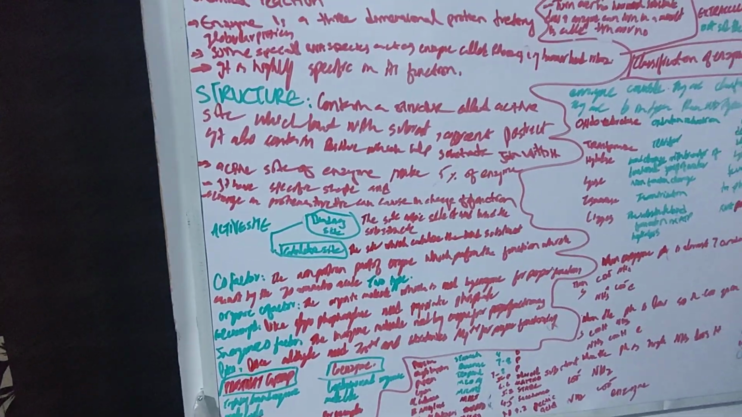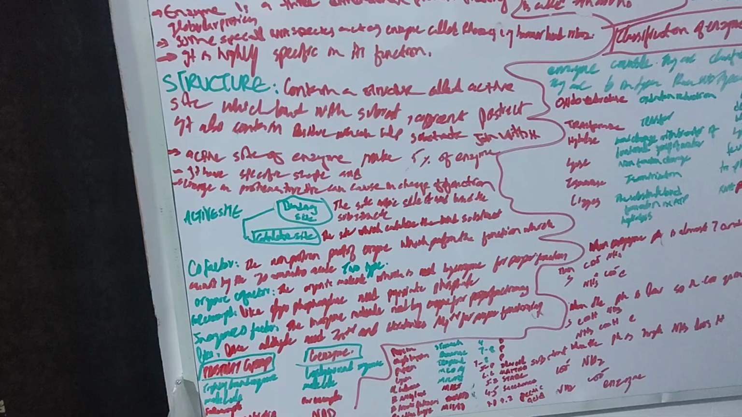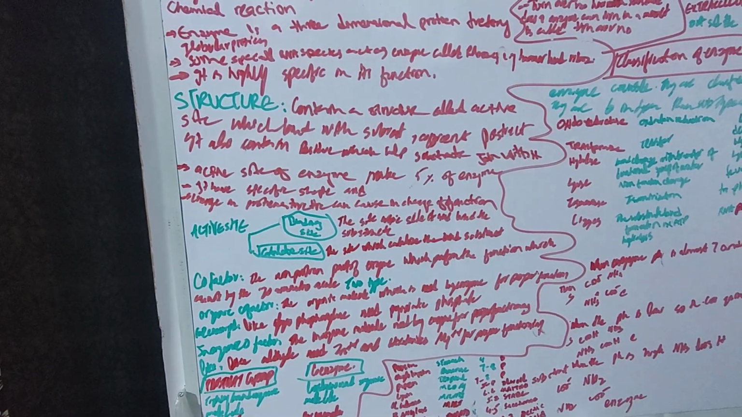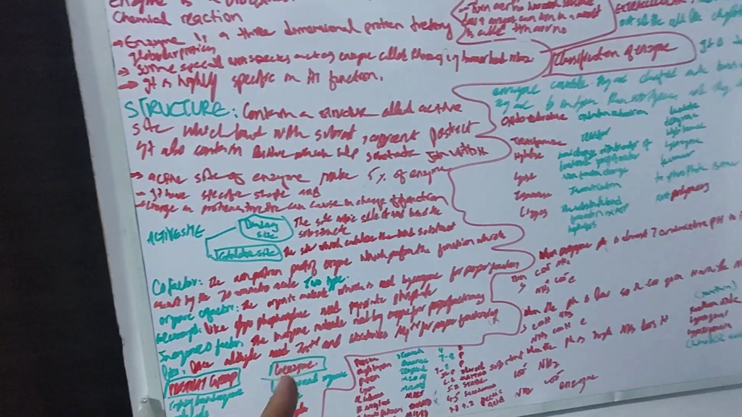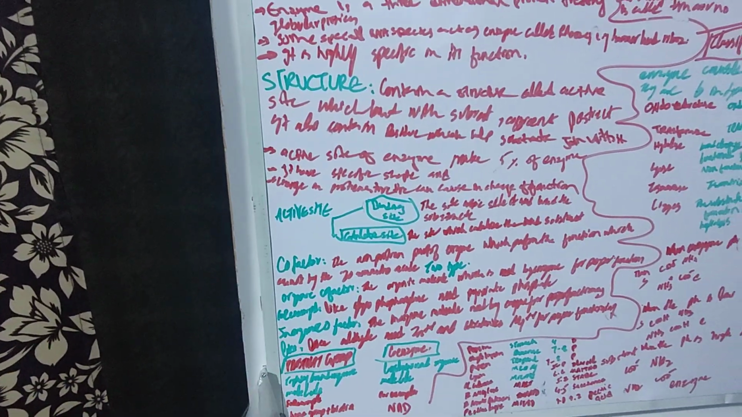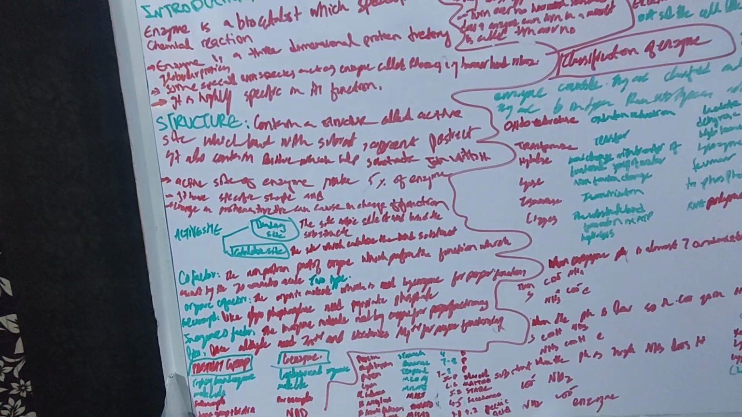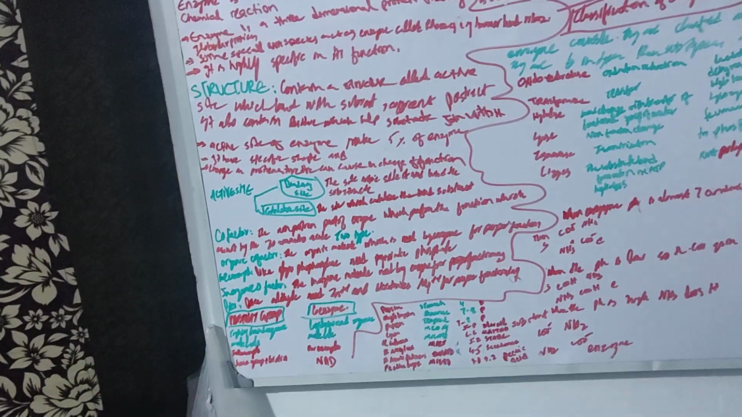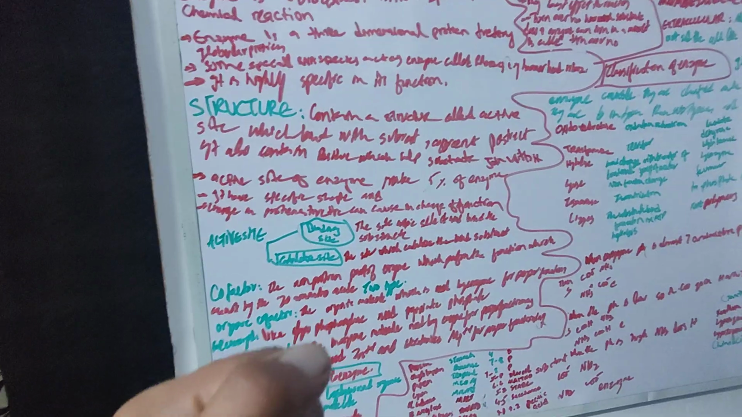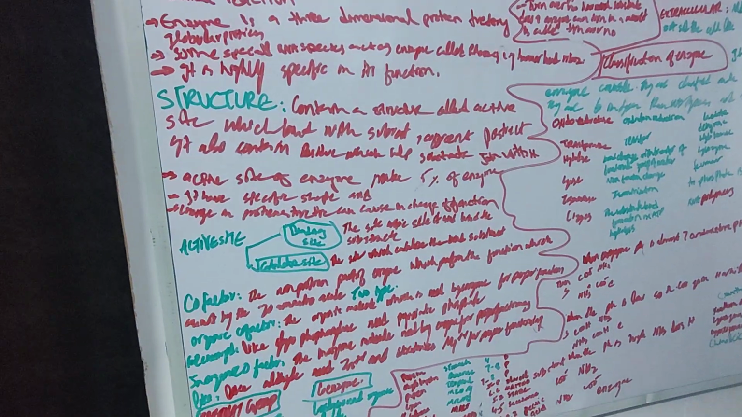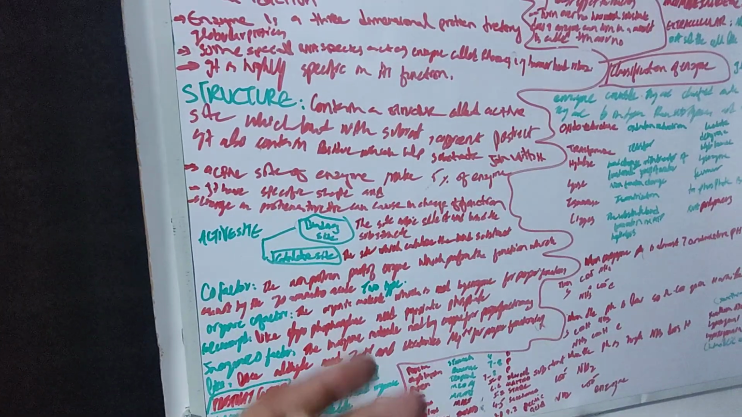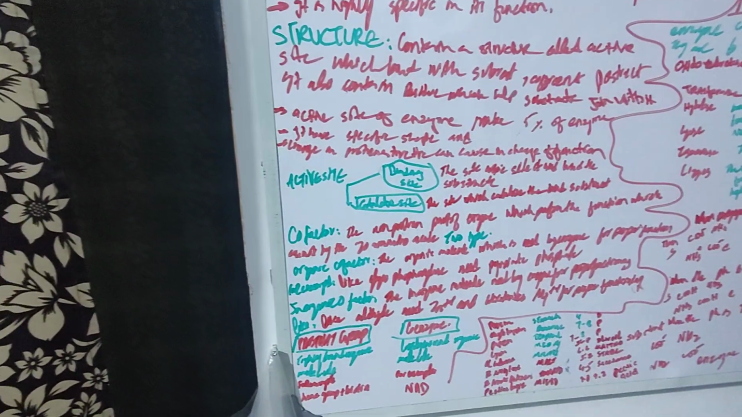Organic cofactor, like we have glycogen phosphorylase, which needs pyridoxal phosphate for proper functioning. Then we have inorganic cofactor. The inorganic cofactor is a molecule which is required for the proper functioning of the enzyme. For example, alcohol dehydrogenase enzyme needs Zn++ and hexokinase needs Mg++ for proper functioning.